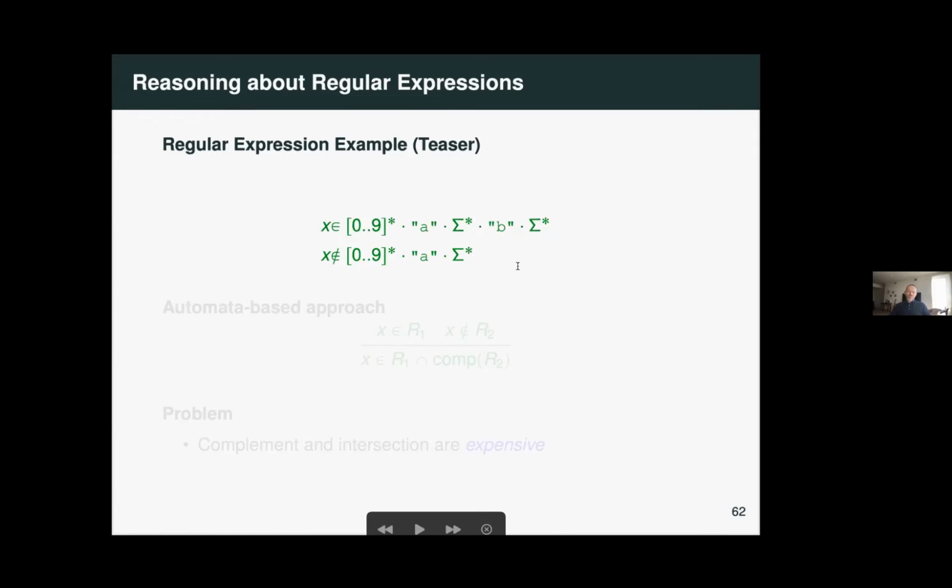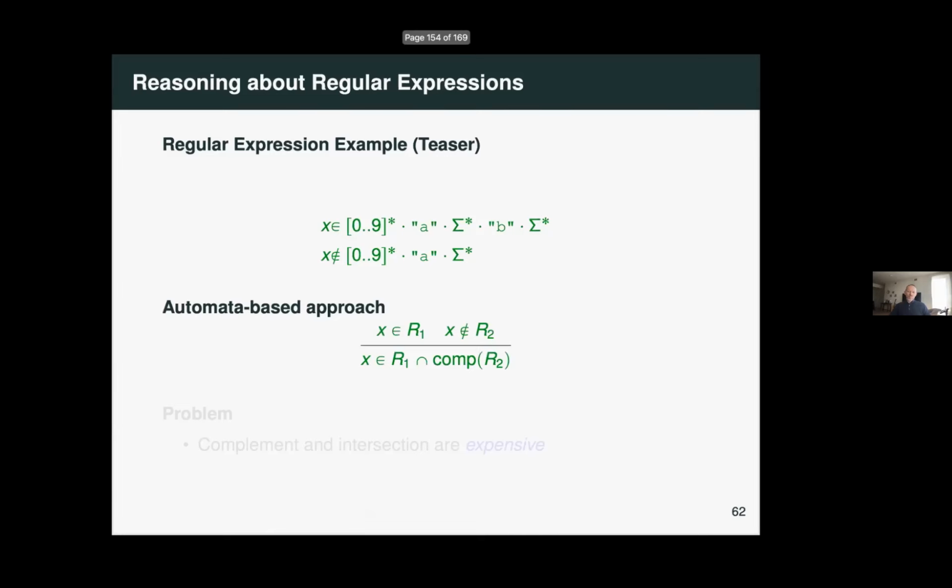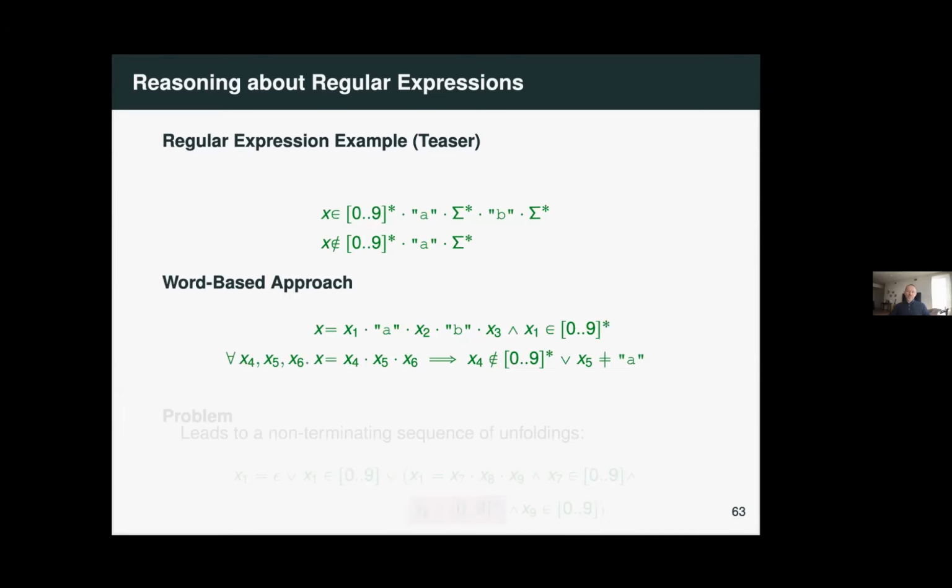But the standard thing to do is some kind of automata-based approach. And if you do that, you have to reason about complement and intersection, and those are quite expensive, okay? So we want to do something a little bit different. We're going to do a word-based approach. In our word-based approach, we translate an equation like this first one into an equation that says X is the concatenation of these different parts, okay? But we still have to say that X1 has a regular language constraint.